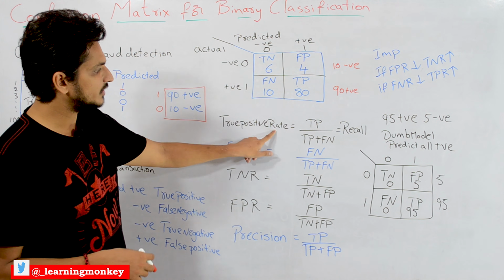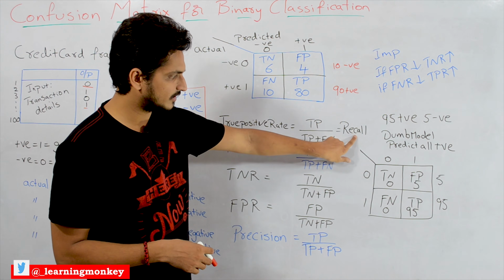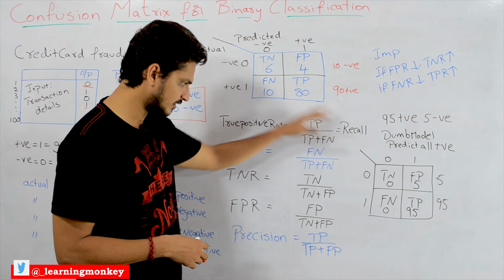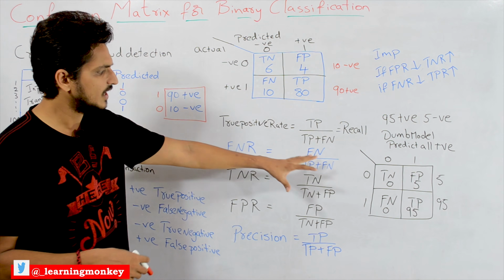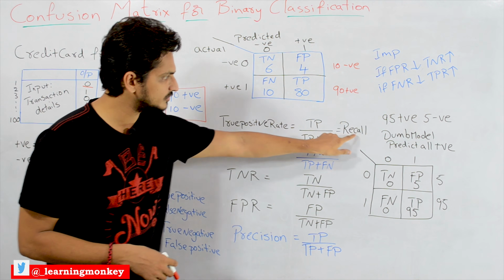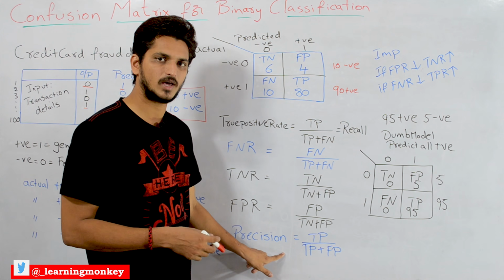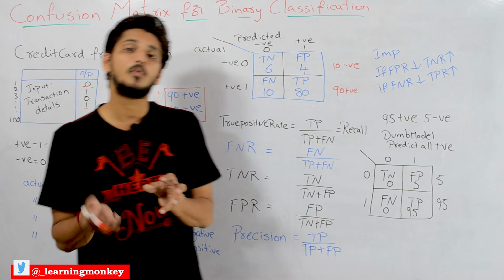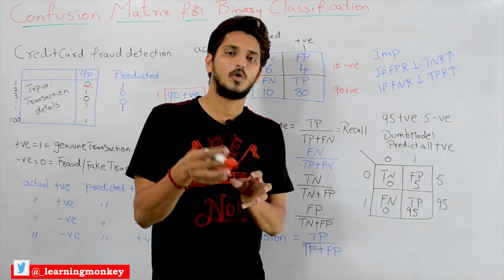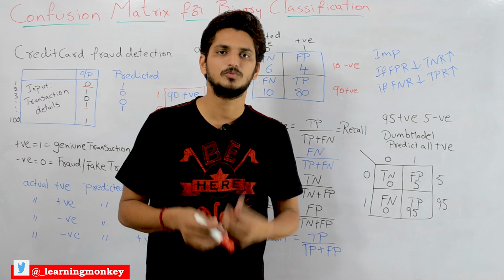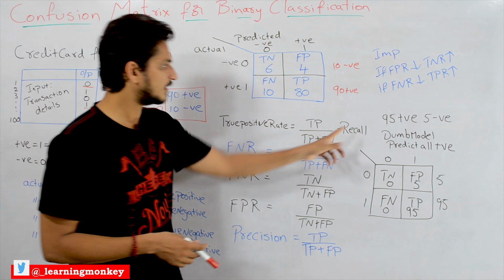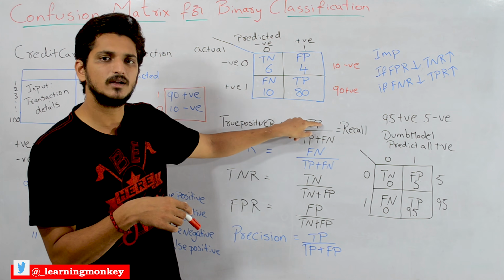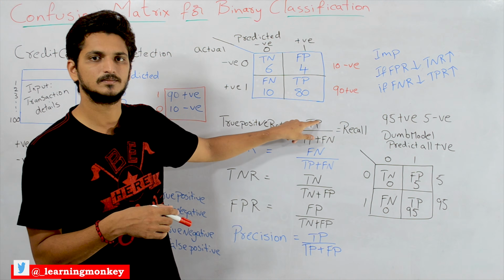The true positive rate we also call recall. Precision and recall we use mostly. We use all of these terms extensively, and in the F1 score we use precision and recall. So precision is: out of predicted positive points, how many are true positive points. Recall means: out of actual positive points, how many are true positive points.